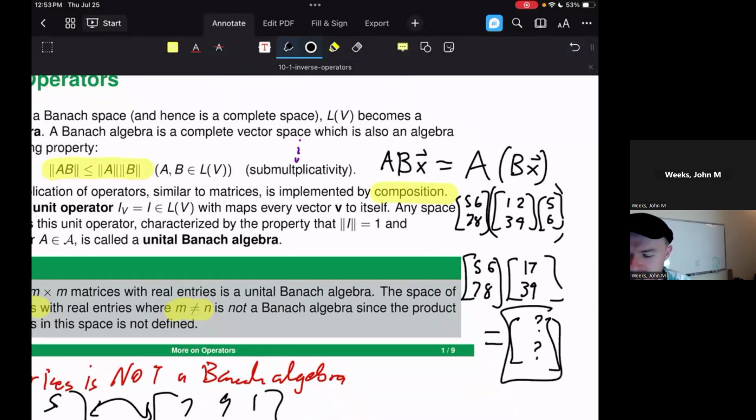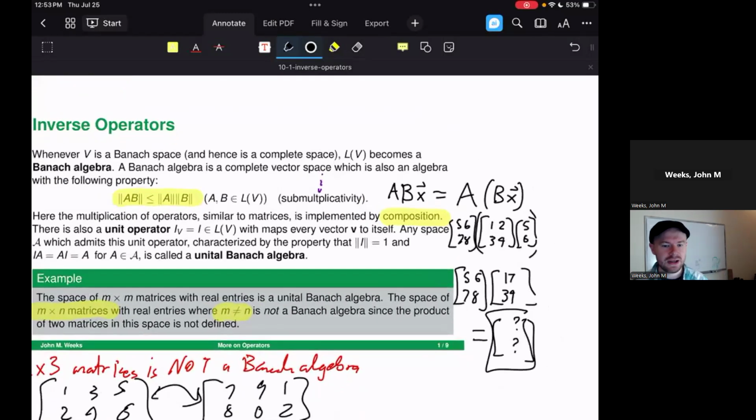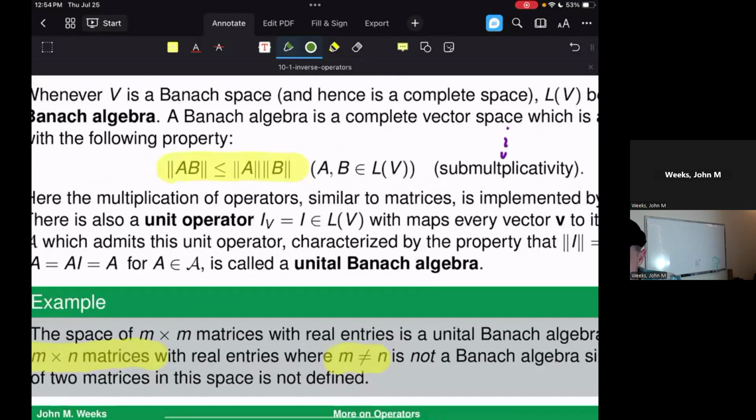Now, some operators are very nice because, looking at this implementation by composition, some operators act like they aren't even there. And those types of operators are called unit operators. These operators map every vector of a vector space to itself. In fact, you'll see throughout here that I had to change some of my notation for what the unit operator was, because this is also a way that I see the unit operator being written. It's just like it's the number one.